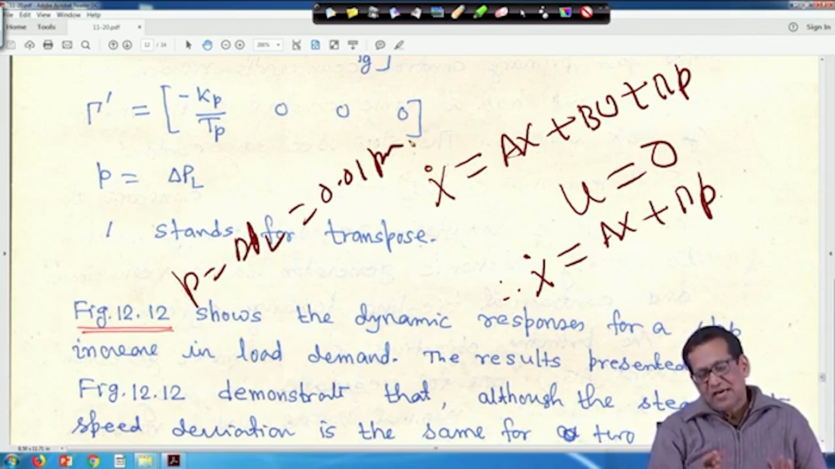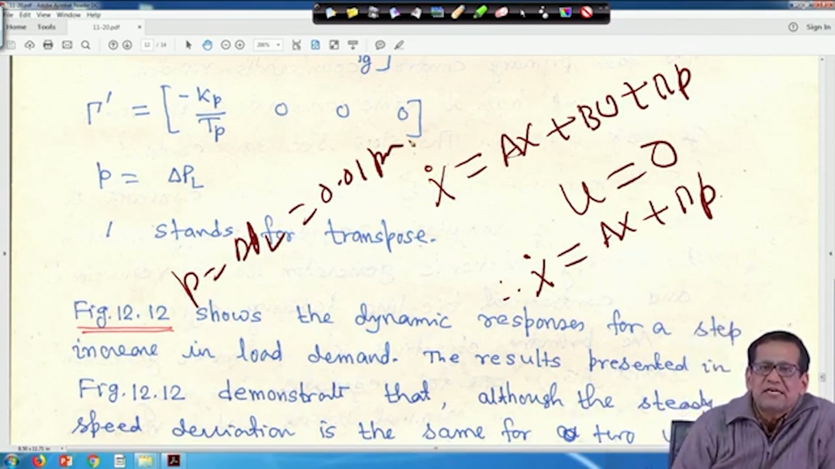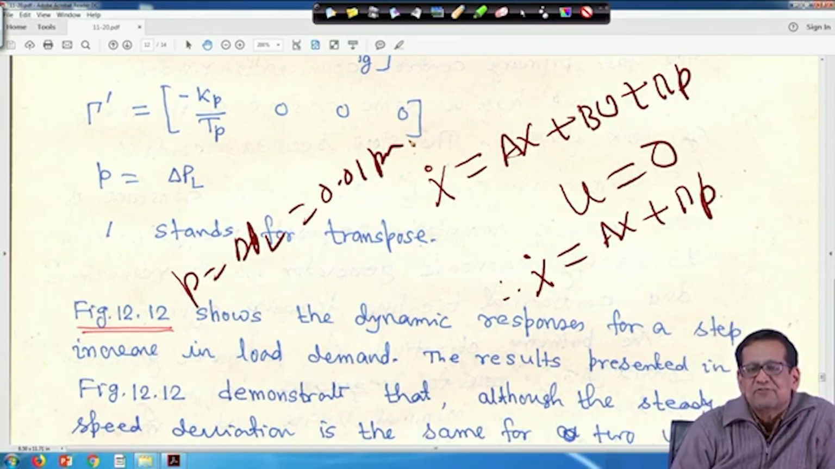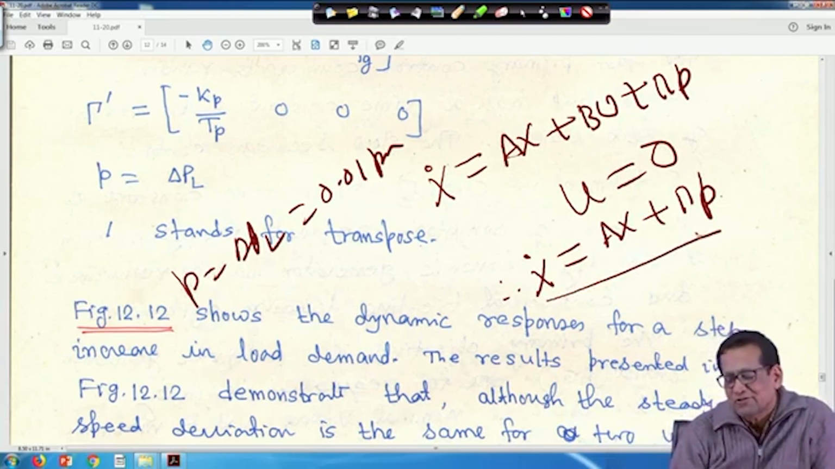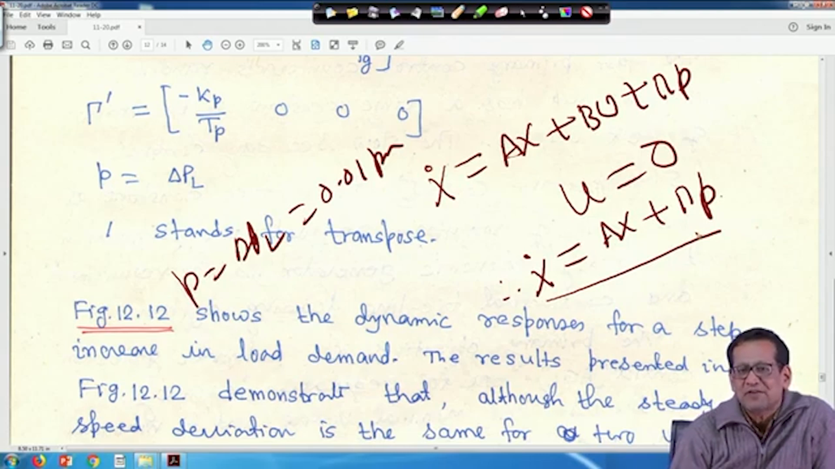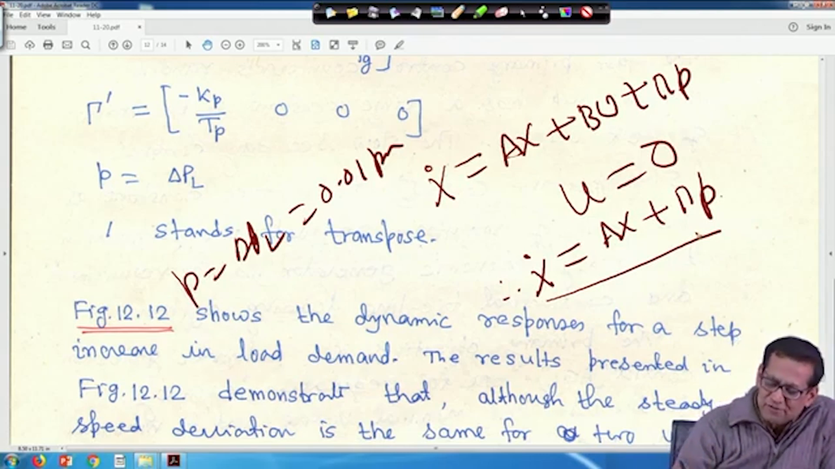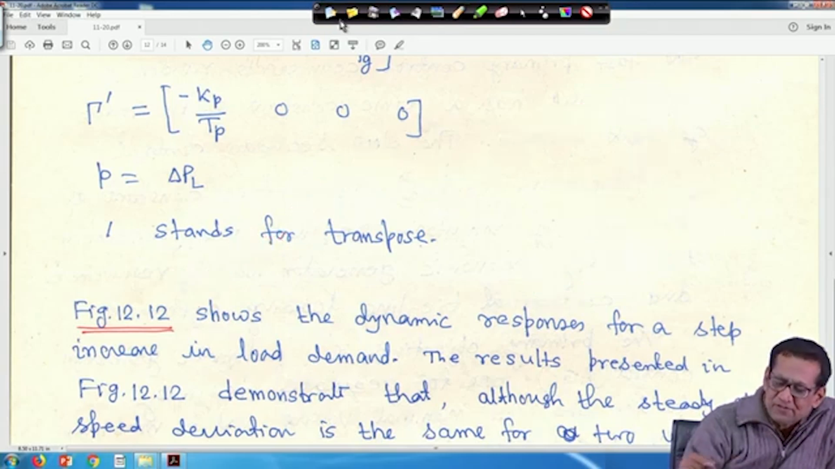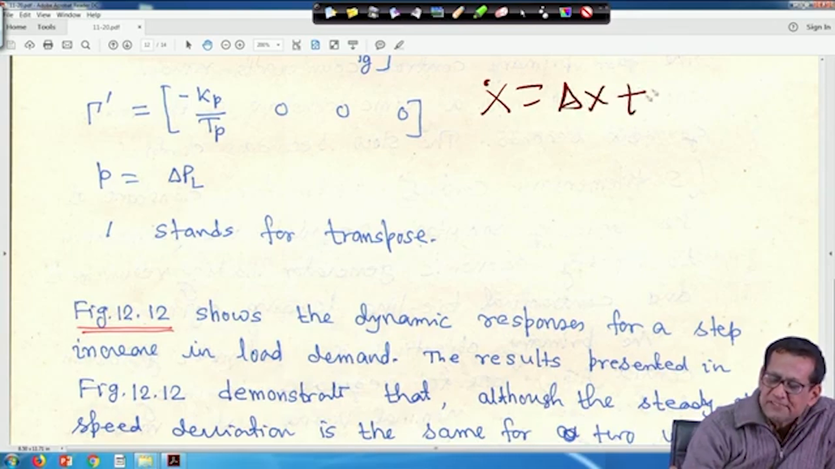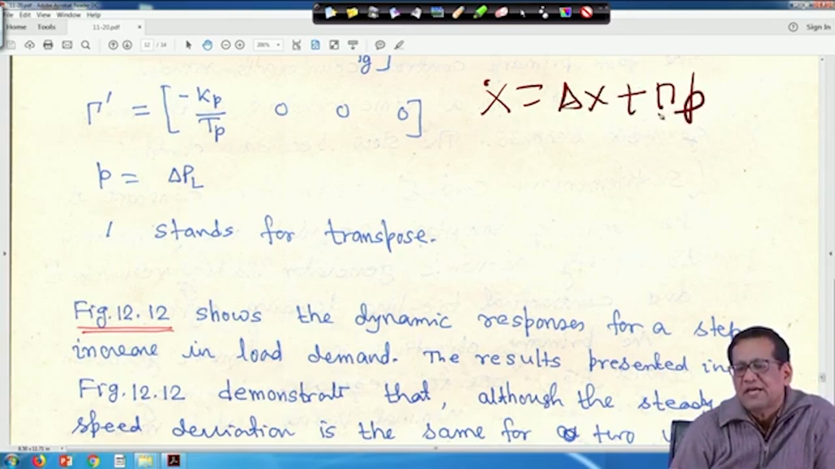Now from the final value theorem you can easily find the steady state values for all the state variables. But from this equation also, when your system is uncontrolled, you can find the steady state values. How? When u is equal to 0, x dot is equal to Ax plus gamma p. So I will write here, when u is equal to 0, x dot equals Ax plus gamma p.